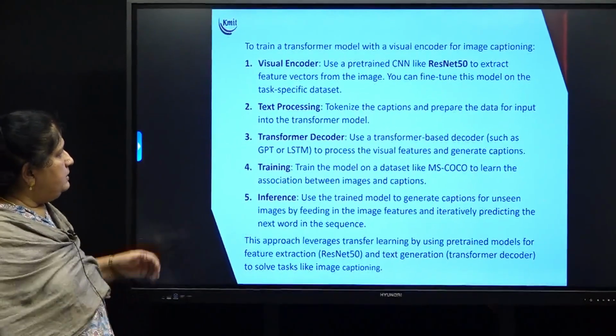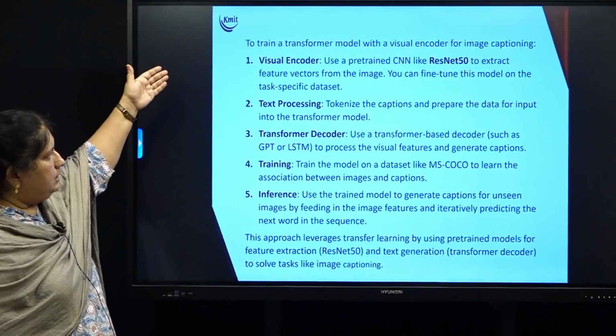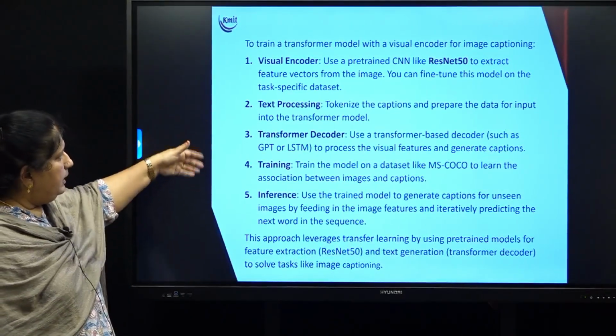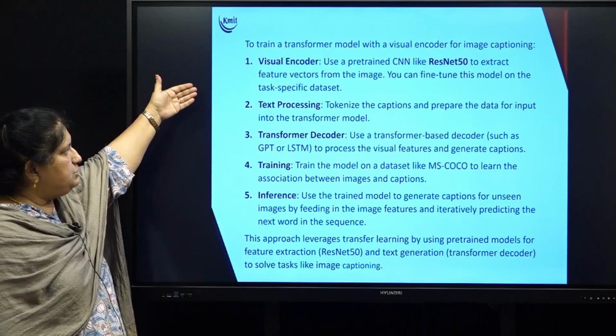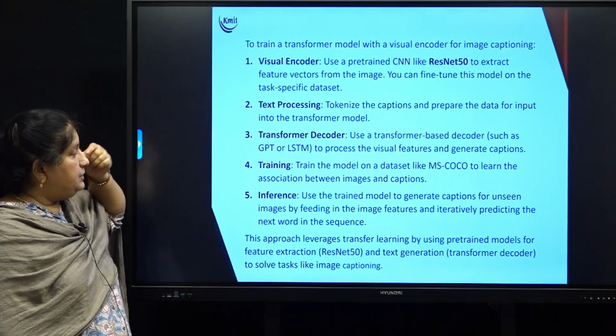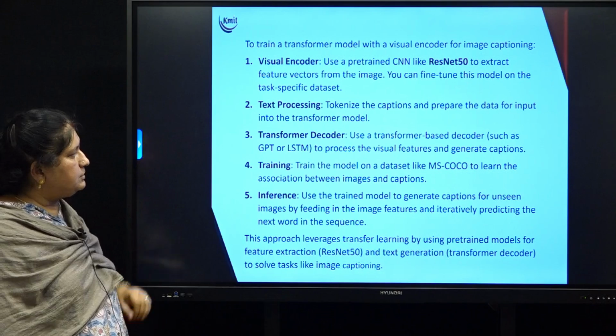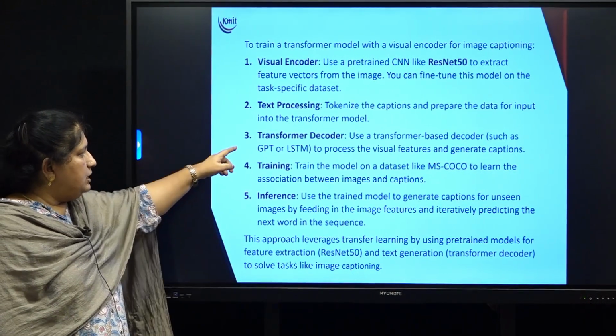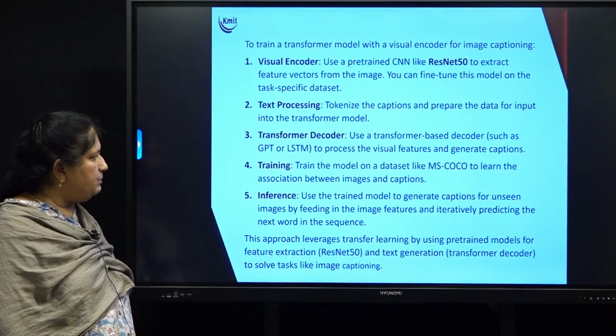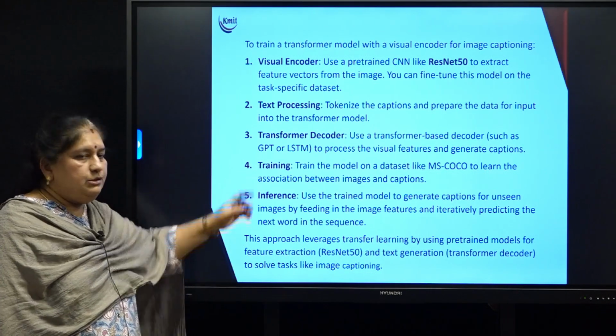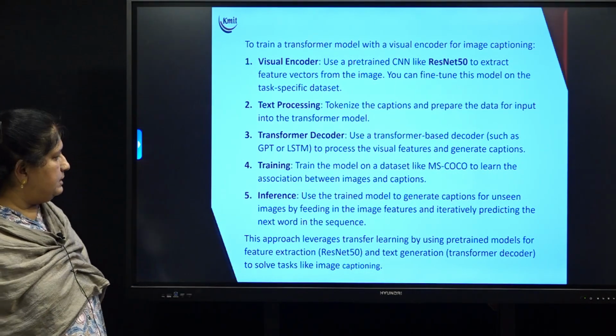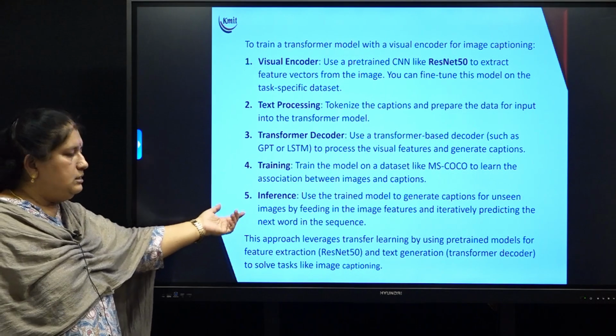In order to train the transformer model, what is the process and who are working there? First you need to pre-train the visual encoder, text processing is to be done, then the transformer decoder has to put them in proper order, then again train the model with the MS COCO dataset, and finally the generated caption should be inferred.